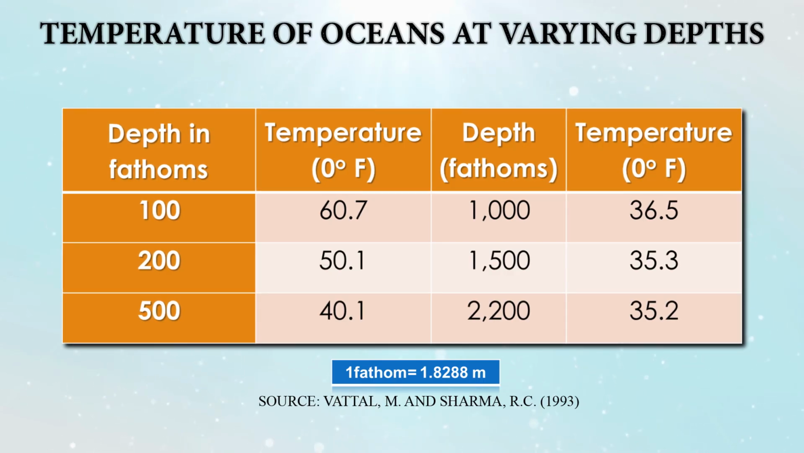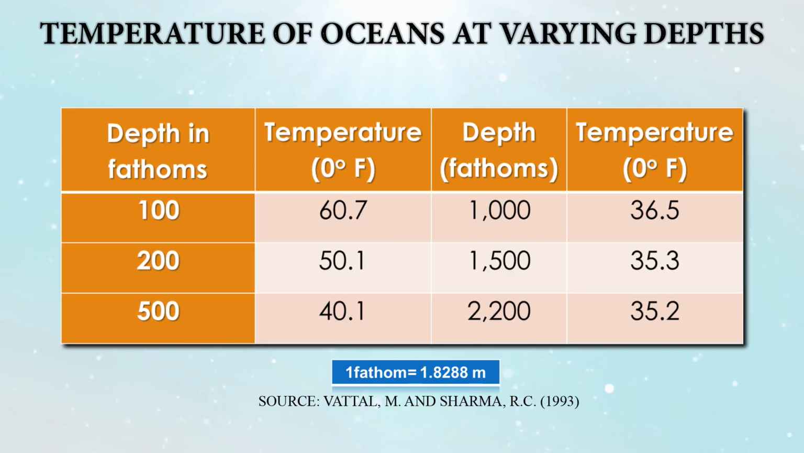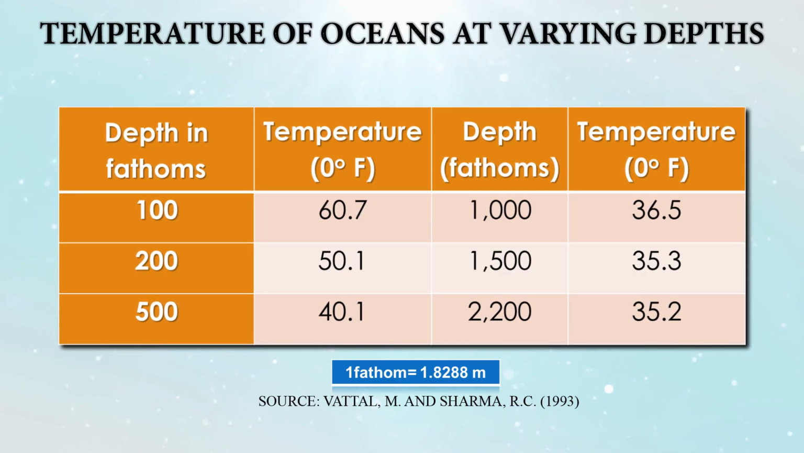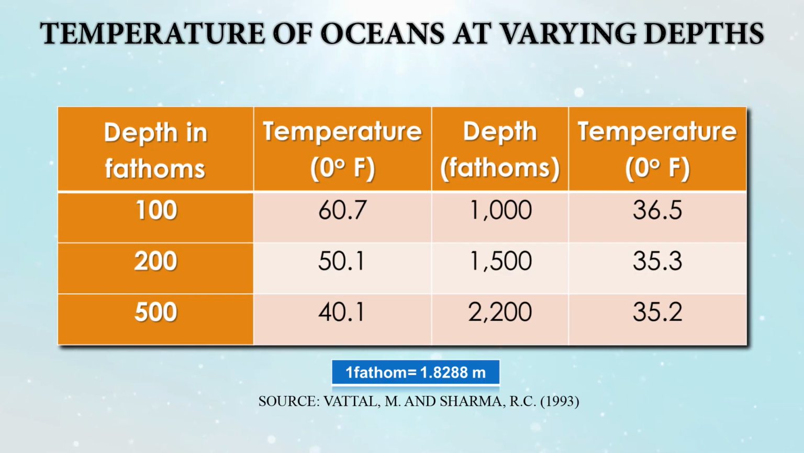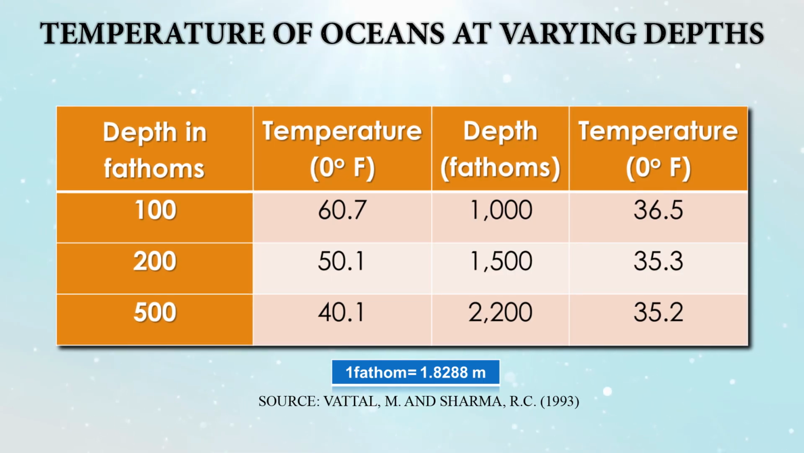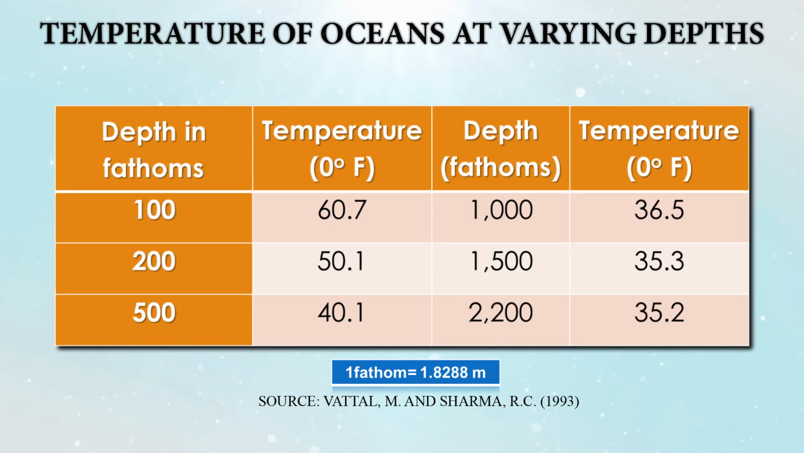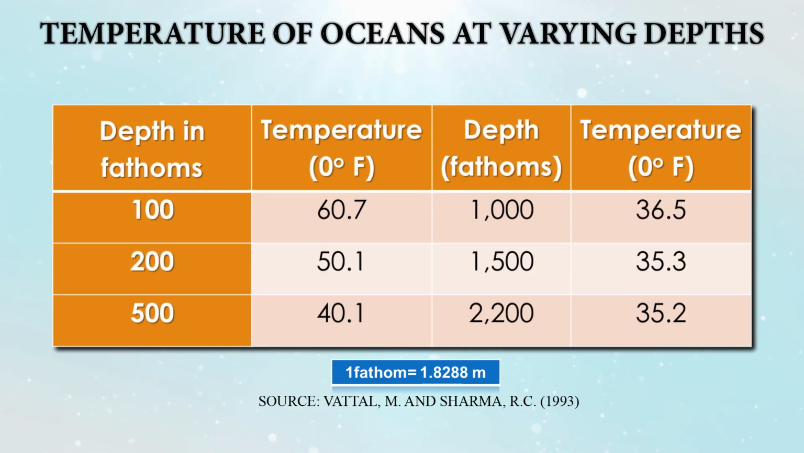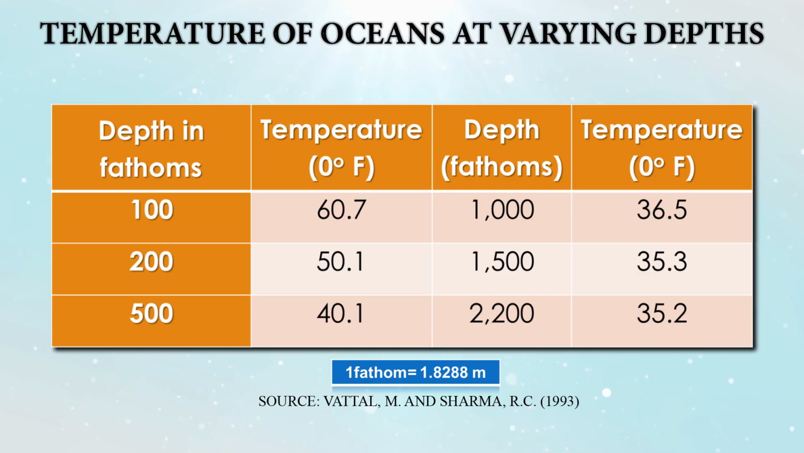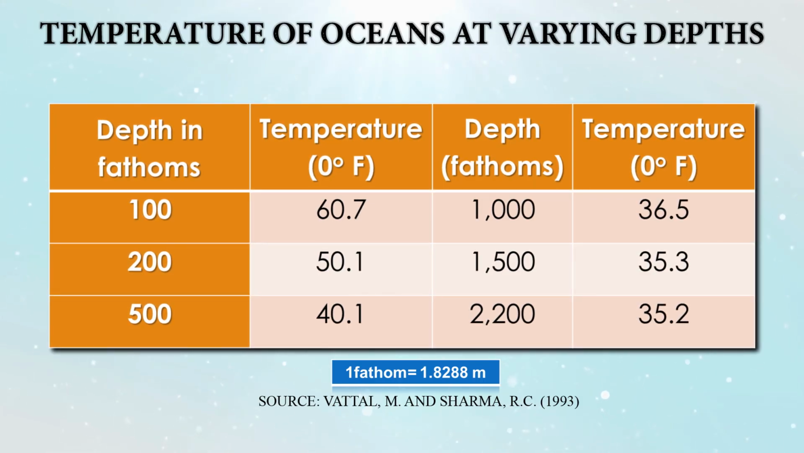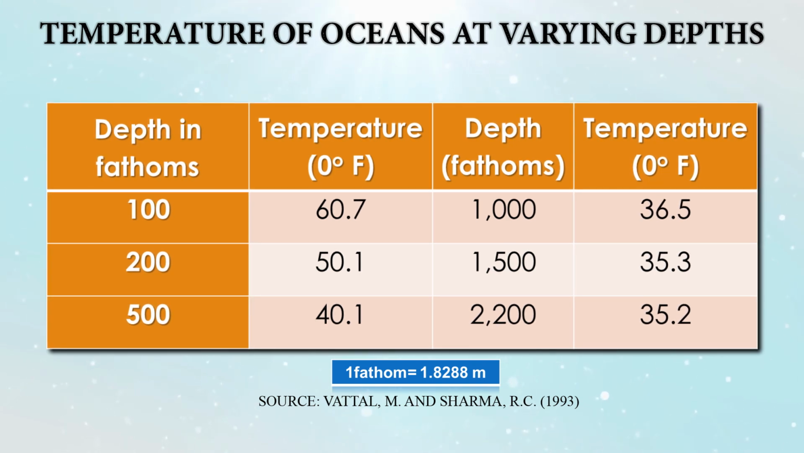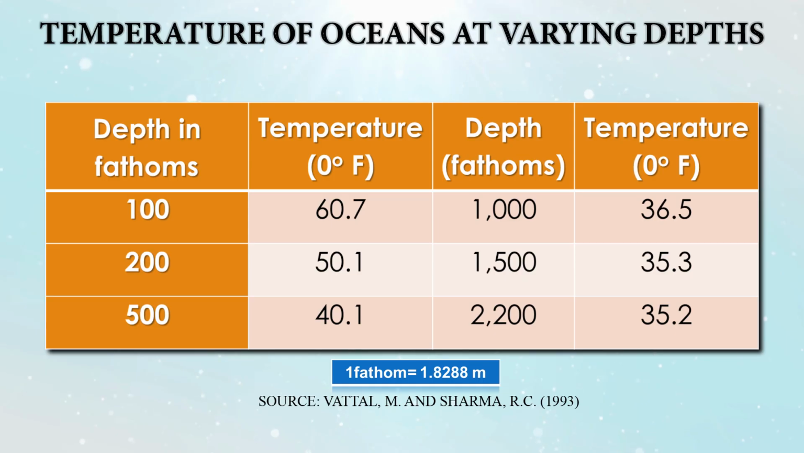And then since the depth is increasing, you come to the right portion, where you see the depth is increasing from 1000 to 1500 to 2500. The temperature is decreasing like 36.5, then 35.3, and then only 35.2. So between 1500 fathoms and 2200 fathoms, you see the decrease of temperature has become stagnant.